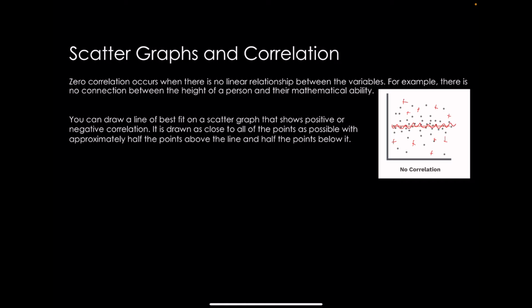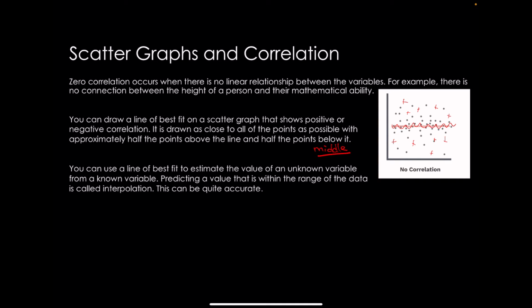You can draw a line of best fit on a scatter graph that shows positive or negative correlation, and as I've already mentioned, it is drawn as close to all of the points as possible, with approximately half the points above the line and half the points below, so in the middle. Some people try and join the dots and they think that's the line of best fit. It's not. You need to do the line in the middle.